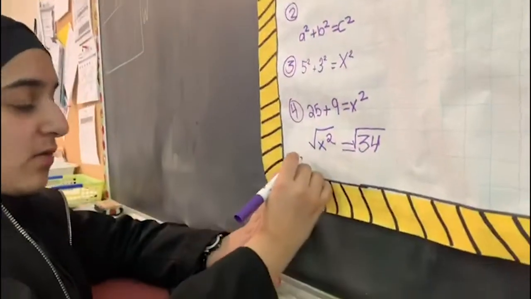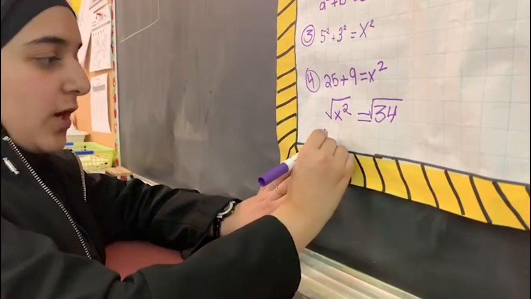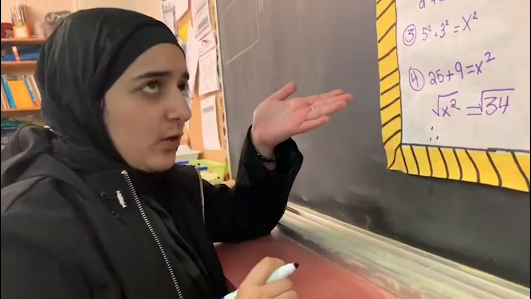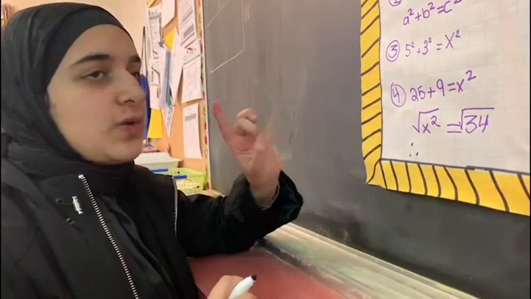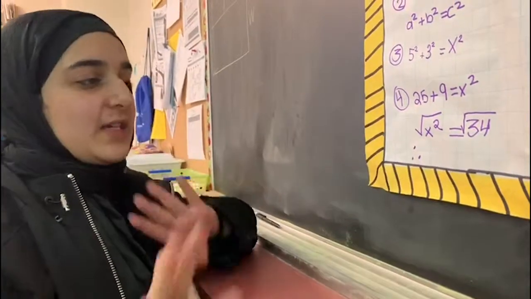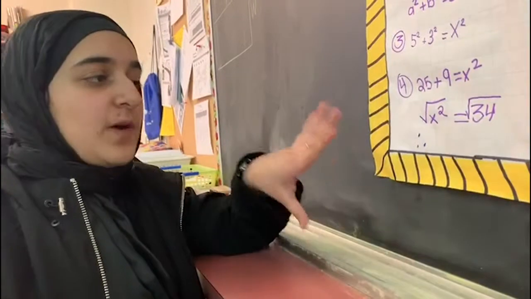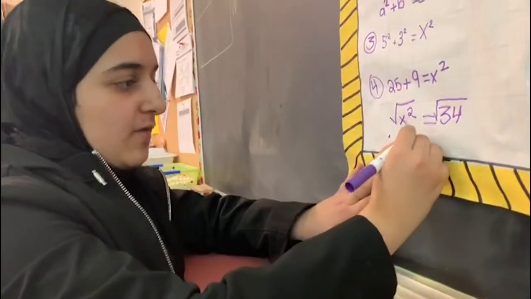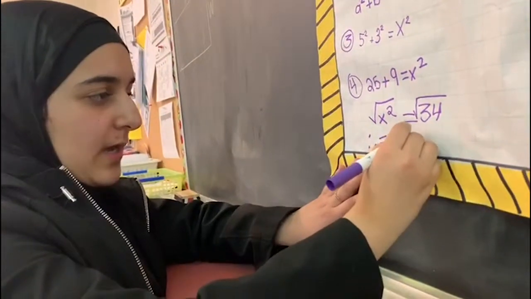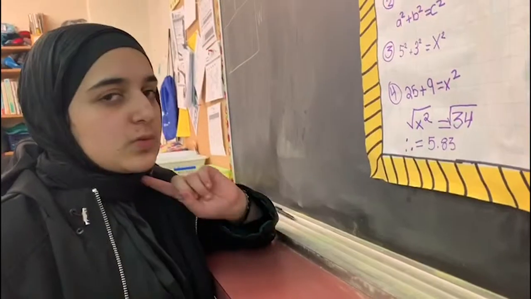Okay, so now we're gonna draw 3 dots. Now you may be wondering, what are these 3 dots? This is a therefore statement in math. You do not write "therefore," comma, and continue on with your sentence. This is a therefore statement that you have to put at the end of every equation that you have solved. And then you put the equal sign, 5.83.